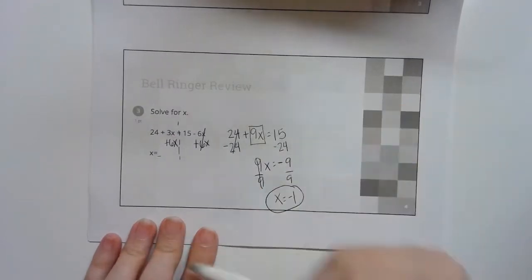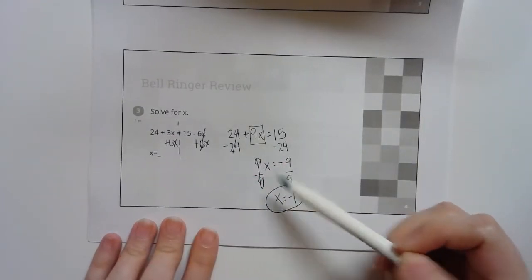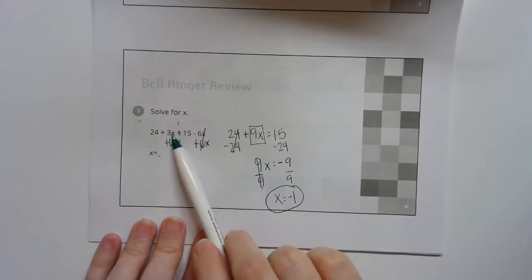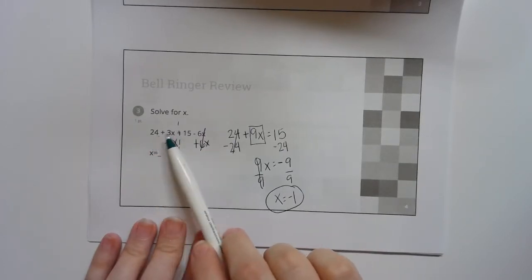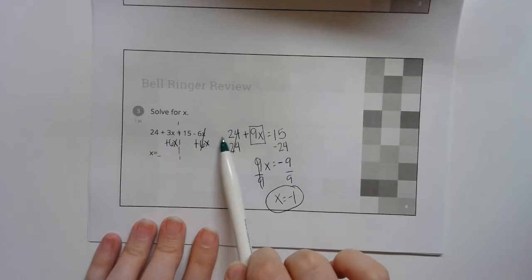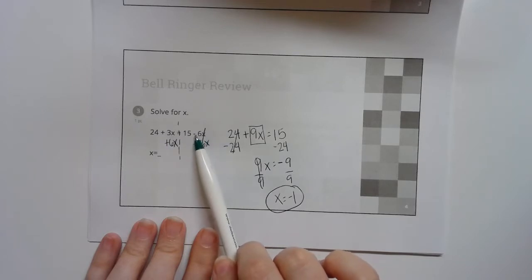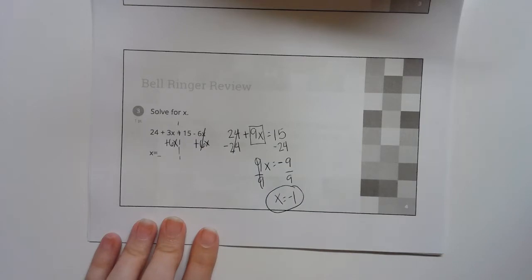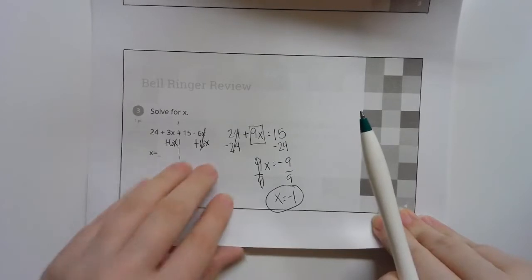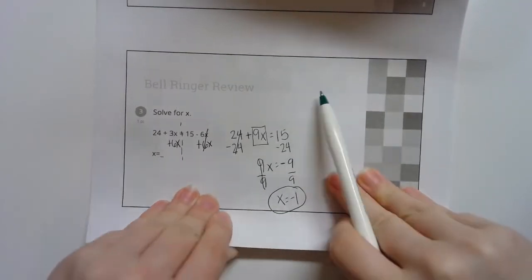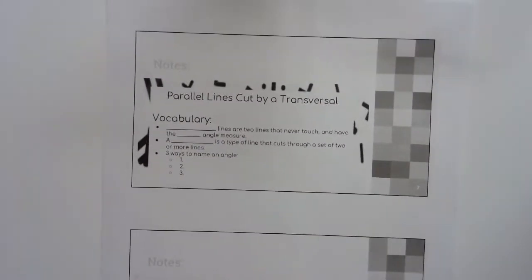And on all of these equations, remember, you could check it by subbing it back in. Saying 3 times negative 1 is negative 3. So 24 minus 3 is 21. Negative 1 times negative 6 is positive 6. And 15 plus 6 is 21. So because negative 1 works for both sides, this is a true equation. Okay, continuing on.